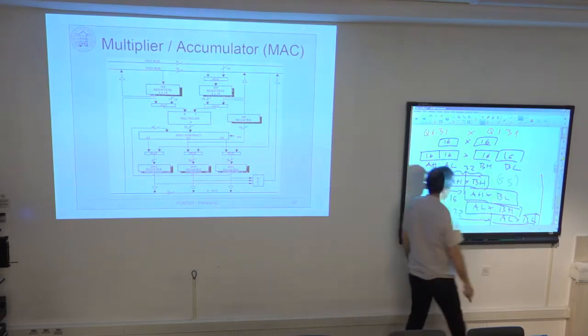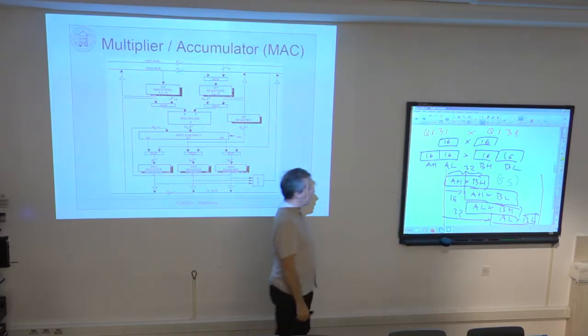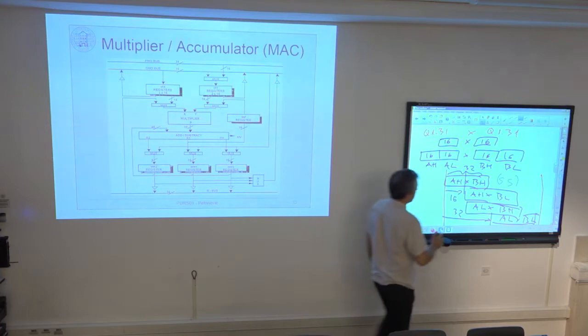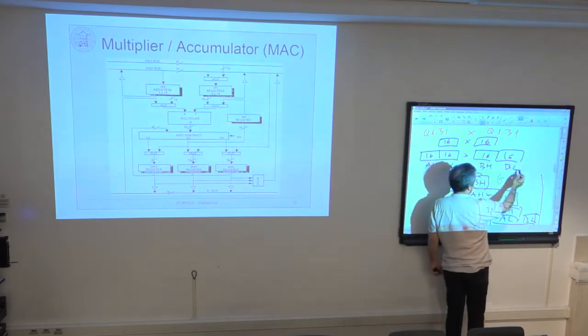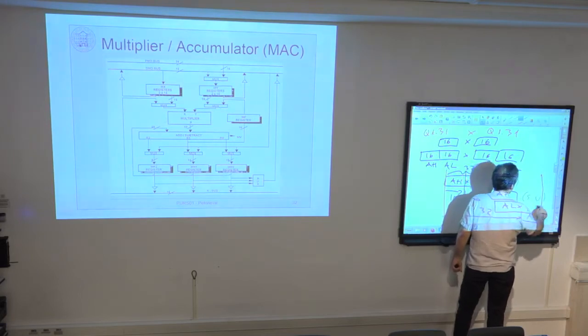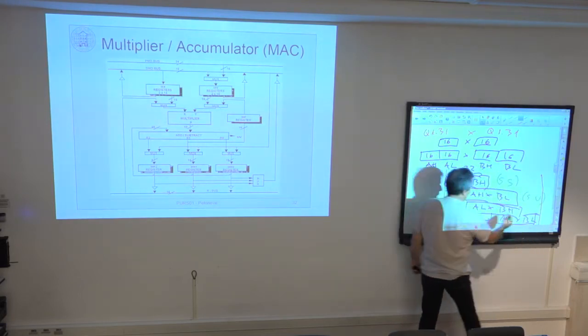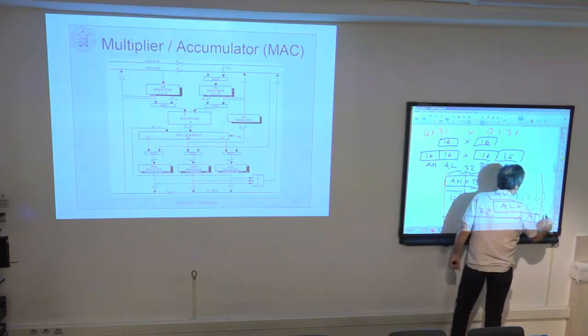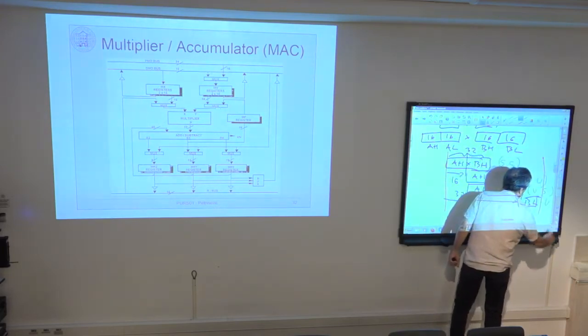This here, if I take A high times B low, it must be signed times unsigned. So the second argument, this BL, must be treated as an unsigned number. Signed times unsigned. This one is the contrary, so unsigned times signed. And finally, unsigned, unsigned, UU.